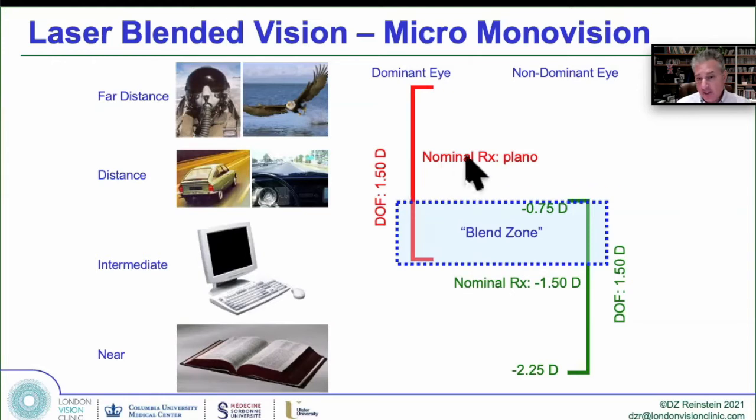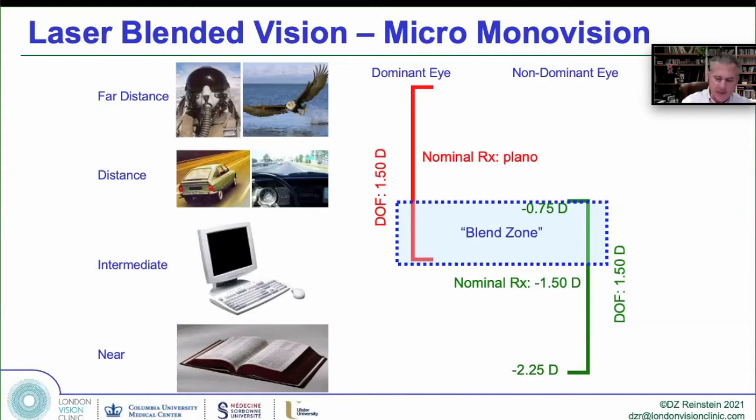So the dominant eye, although it's set to plano, that plano is in the middle of 1.5 diopters of depth of field. So the near end of that depth of field is at minus 0.75. So at near, the distance eye sees as if it was minus 0.75, and the near eye, the non-dominant eye, which is nominally set to minus 1.50, with 1.5 diopters depth of field, sees at distance as if it was minus 0.75, but at near, it sees as if it was minus 2.25. That's the 1.5 diopter range around the minus 1.50. So you can see there's a very big overlap in the intermediate, and that intermediate overlap is what leads us to be able to fuse.